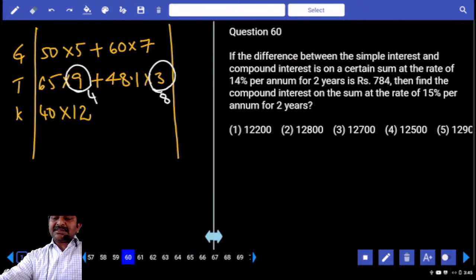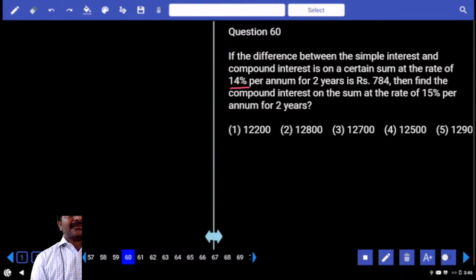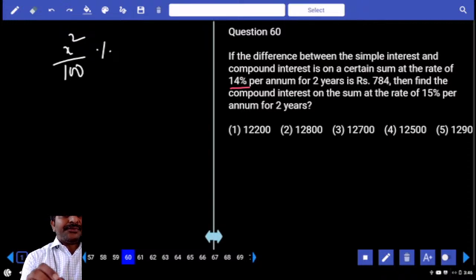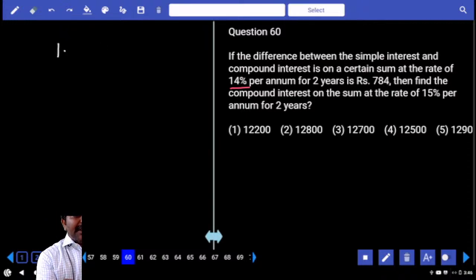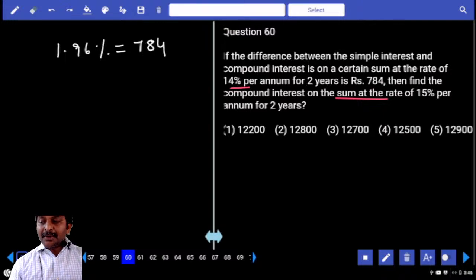The difference between simple interest and compound interest on a certain sum at the rate of 14% per annum for 2 years is 784. Then find the compound interest on the sum at the rate of 15% per annum for 2 years. Simple interest for 2 years at the rate of x%, compound interest at the rate of x%, the difference is x square by 100 percent only, where x is equal to 14. That means 1.96% is equal to 784.